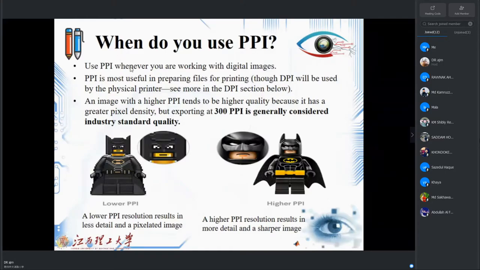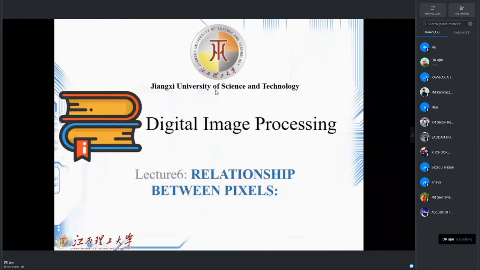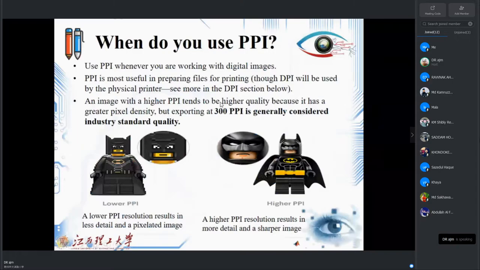Okay. That was something that I think is related to our topic, and it's a good start even for today to work with the pixel and what should be the standard for the pixel. I mean, the minimum for an informative image is something like 300 PPI. Keep it in your mind.